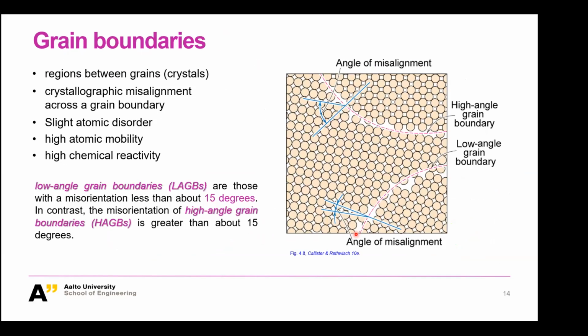And this is what you have already learned during the lecture, the grain boundaries. So here I just want to mention that there are two kinds of grain boundaries. The difference between them is the misorientation angle. If you have a misorientation angle larger than 15.5 degrees, it is defined as a high angle grain boundary.